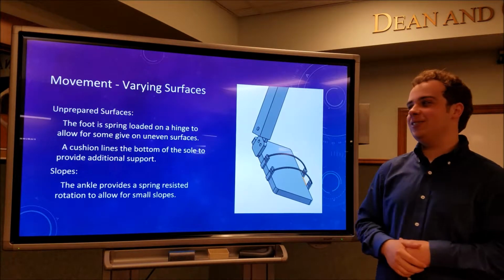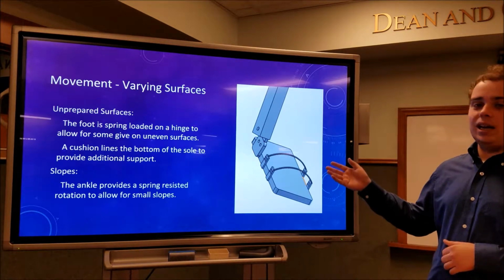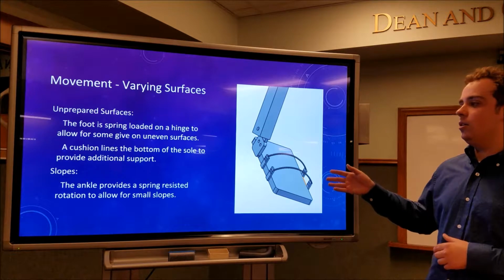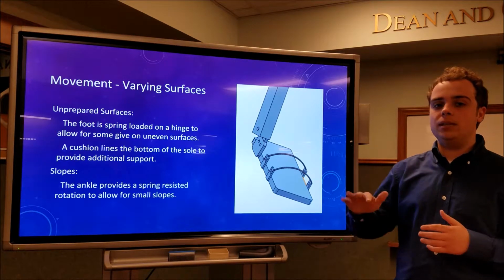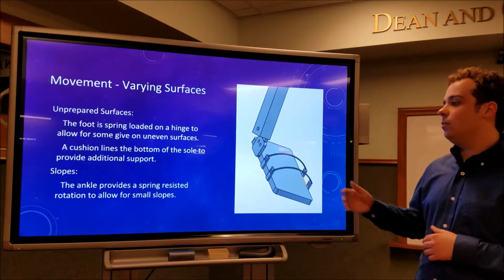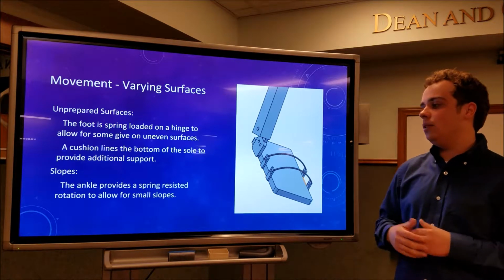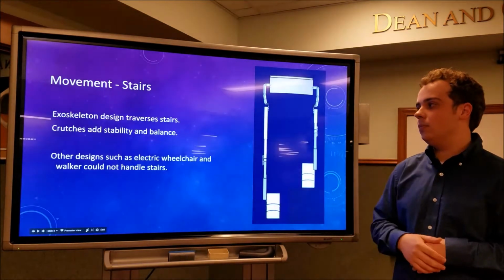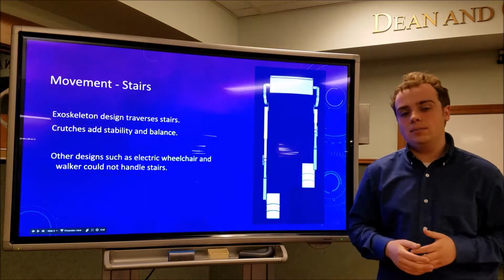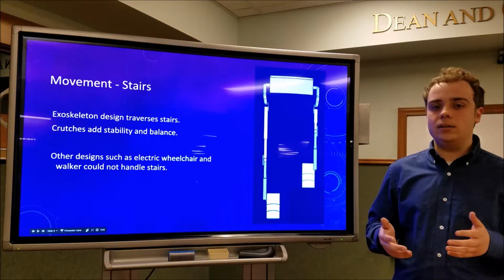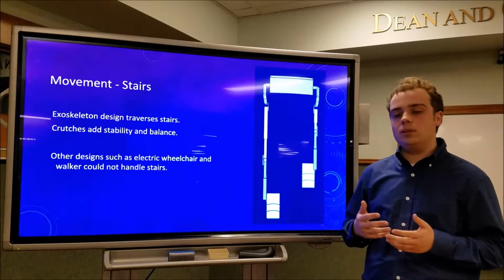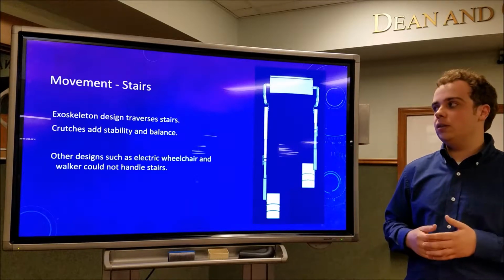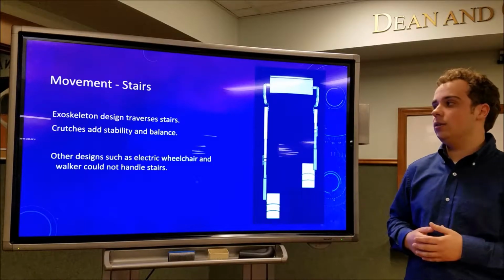Movement over various surfaces is accomplished with the ankle joint. The foot is a spring-loaded hinge that will allow for some slight tilt, and also we can walk up slopes with the same process. We chose an exoskeleton because it is able to traverse stairs. We also added the crutches for stability and balance. An electric wheelchair and walker cannot go upstairs, and that's the main reason why we picked the exoskeleton.